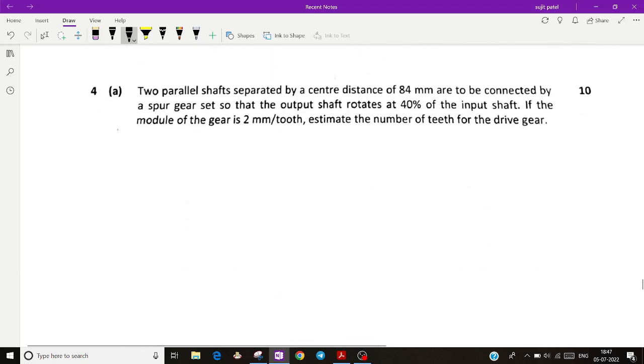Next question, that is also from paper 2, question number 4a, 10 marks, very easy question.